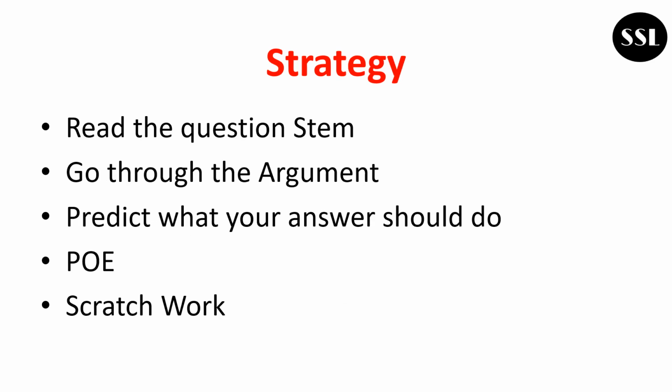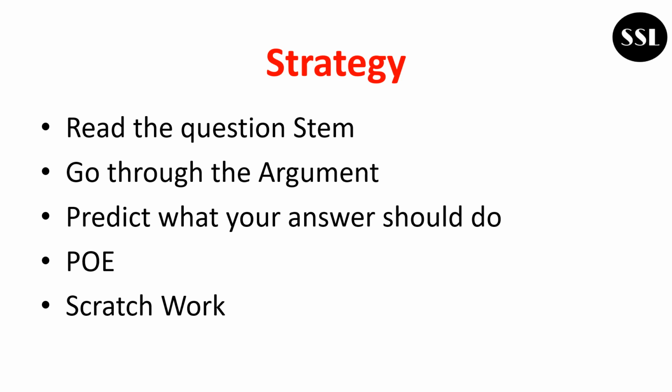Now, strategy. For solving critical reasoning questions, you must have some strategy. If you start reading the question and solving the answers, you cannot achieve anything. So here we use a basic, simple strategy to solve critical reasoning questions with accuracy. So please don't start by reading the argument. First read the question stem, that means what you are going to solve. Then go through the argument.